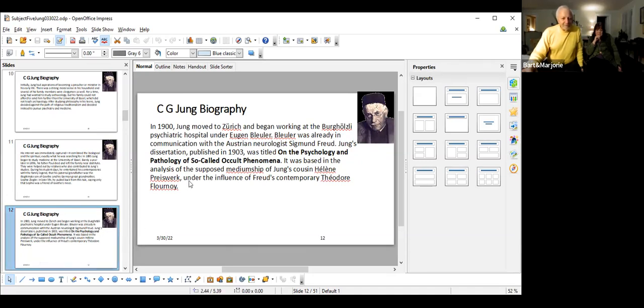So that takes us up to the year 1900. He was born in 1875, so he's 25 years old. He moved to Zurich, and then he started working at this hospital. And he ended up doing his doctoral dissertation there. And the title of the doctoral dissertation was on the psychology and pathology of so-called occult phenomena.